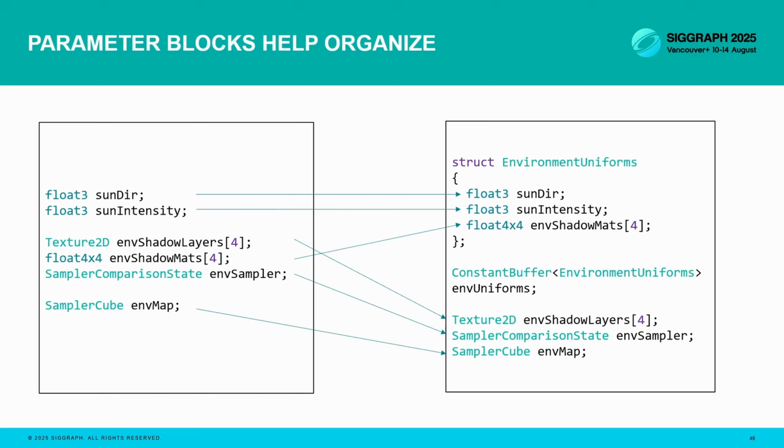Graphics techniques often require multiple uniforms and resources. On the left, we have the fields for a fairly typical environment technique. We've got a sun, direction, and color. Then the fields for a cascaded sun shadow map. For texture layers, the transformation matrix for each layer, and a sampler that does comparisons for percentage closer filtering. And finally, a Q map for the sky dome.